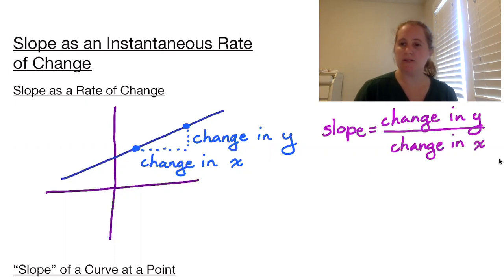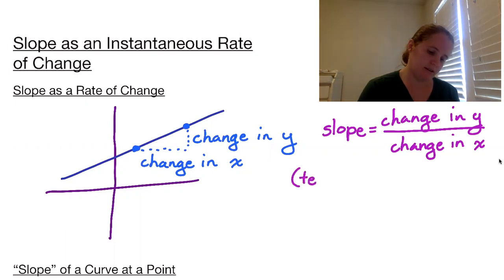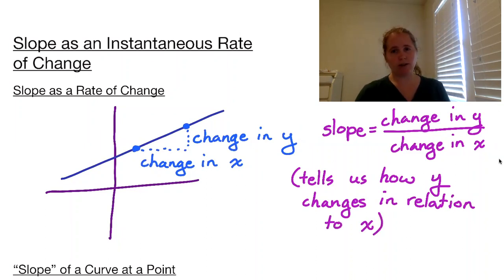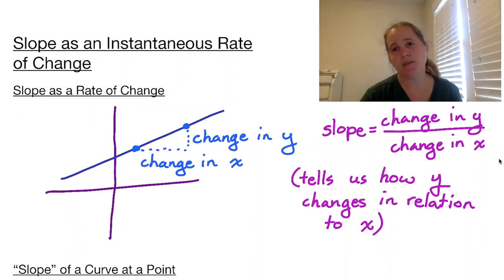And so we're essentially looking at how one variable changes as the other changes. That's right. So this tells us how y changes in relation to x, which is precisely what a rate of change does. So this works for a line, but if we have a curve, what are we expected to do?